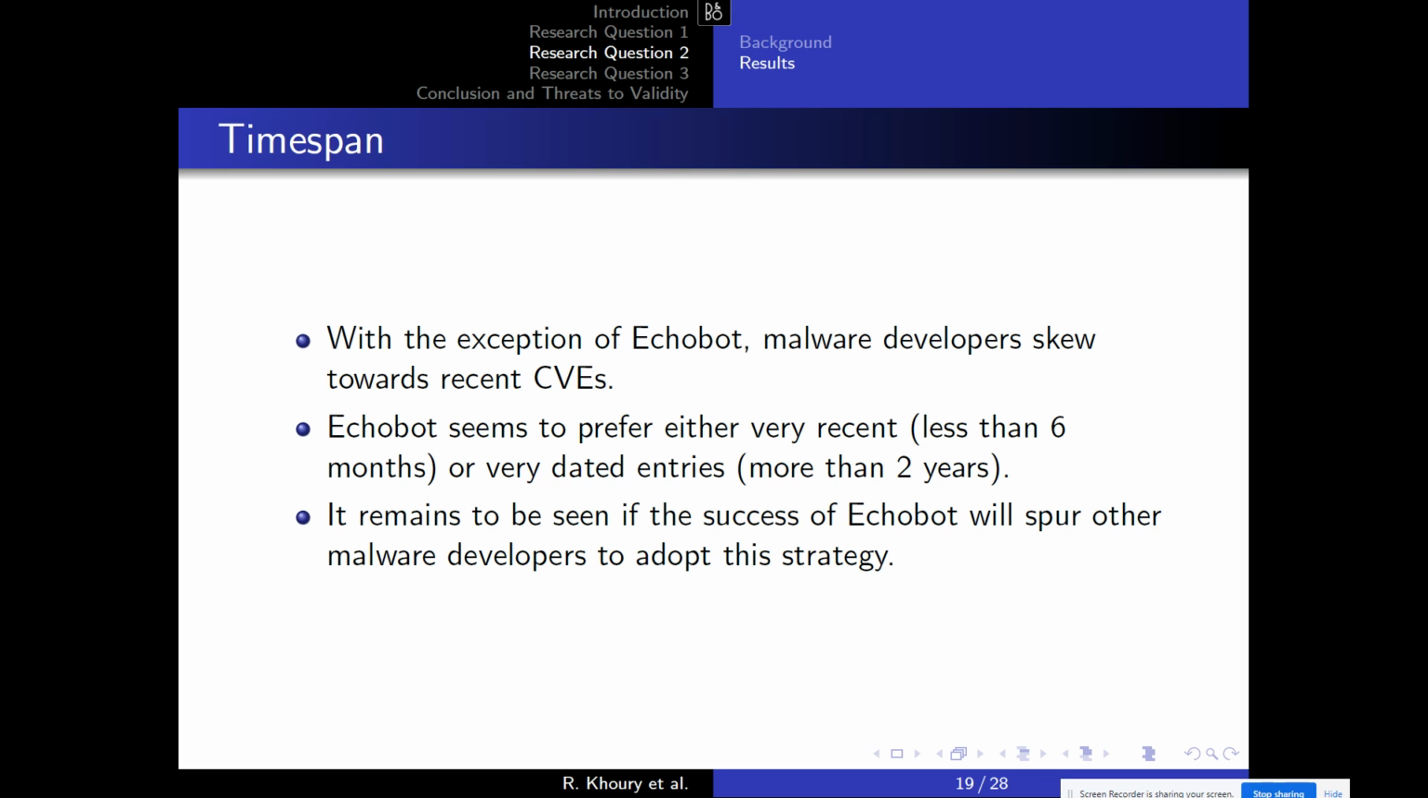So it remains to be seen if future malware will use the same strategy as EcoBot. And it's very likely that this will be the case because EcoBot has been very successful. And what we found in our research is that when a malware is successful, other IoT malware adopts the same features that it had. So we can see this dual strategy of very old vulnerabilities and very recent vulnerabilities as a feature that will be adopted by future malware.